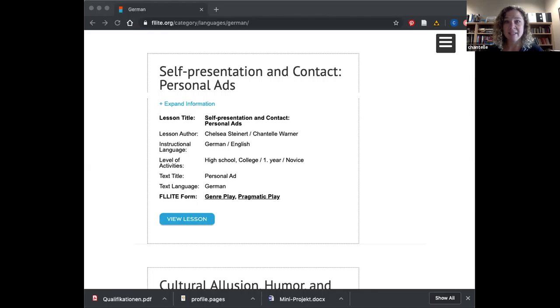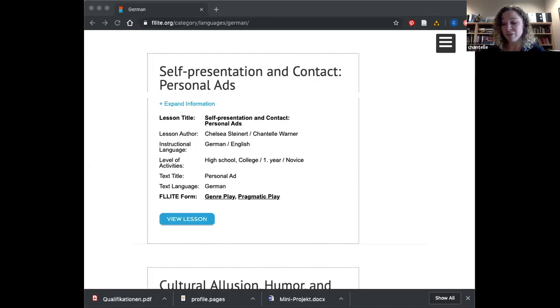So as I said, this example comes from a first semester German course. And I wanted to talk about this one because I think it's a thematic unit that's probably familiar to many of you in different kinds of first year courses. So this is the chapter where students learn to introduce themselves, to describe themselves, to talk about themselves and others.